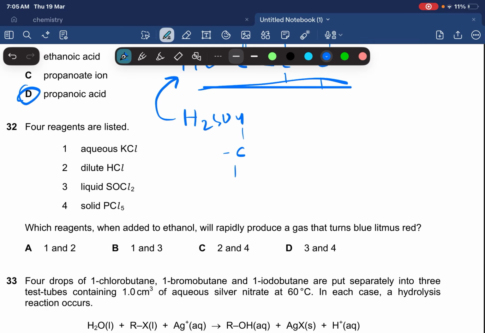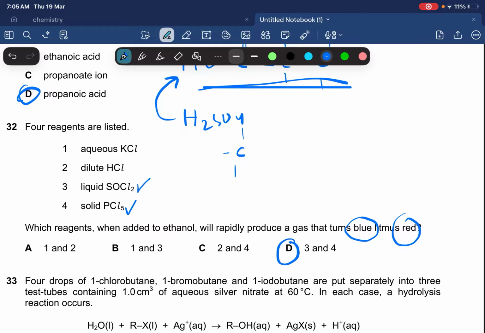Okay, 4 reagents are listed. Which reagents, when added to ethanol, will rapidly produce a gas that turns blue litmus paper red? HCl is going to be produced here. I guess 3 and 4 only, right?